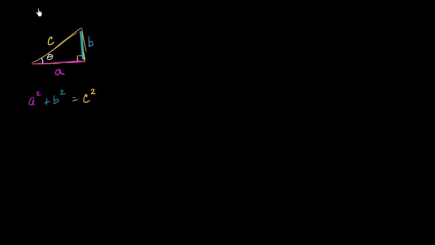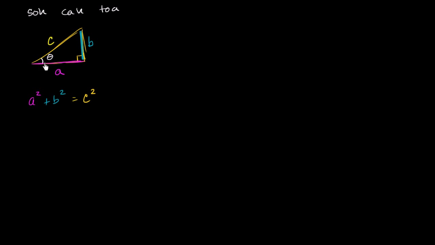So before we do that, let's just write down SOHCAHTOA, just so we remember the definitions of these trig functions. So sine is opposite over hypotenuse. Cosine is adjacent over hypotenuse. And TOA, tan is opposite over adjacent. We won't be using tan, at least in this video.